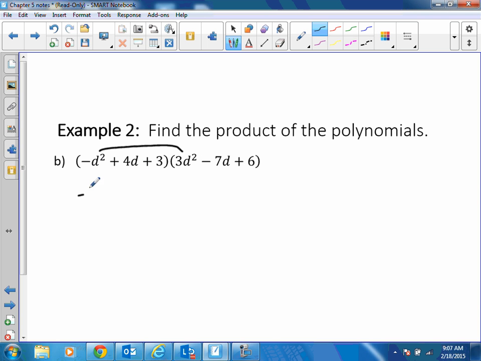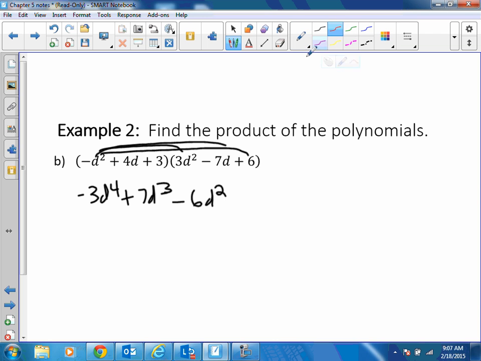So that'd be negative 3d to the fourth. That'd be 7d cubed. And that would be negative 6d squared. Now I go to the next one. 4d times 3d squared would be 12d squared. 4d times negative 7d, actually, let's check that. Let's go back.